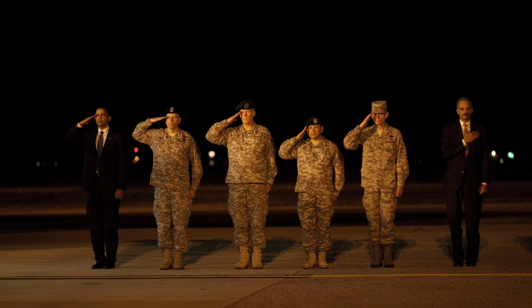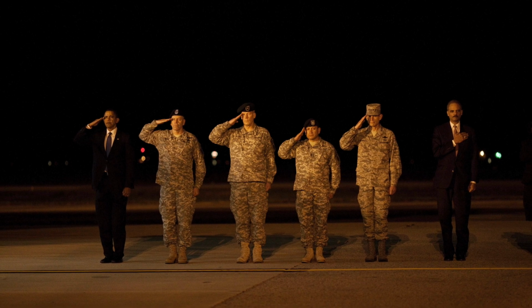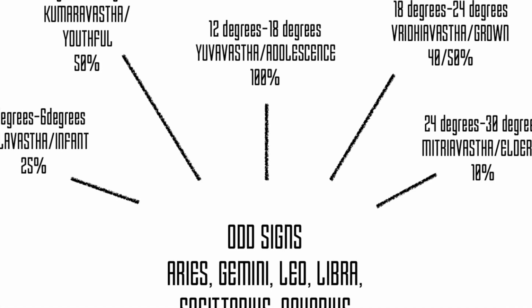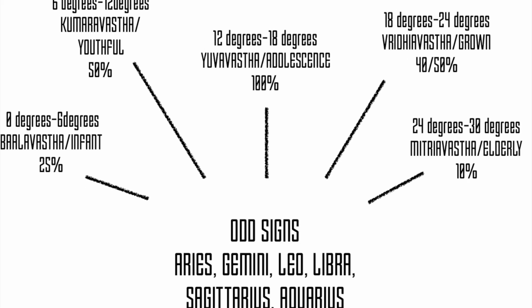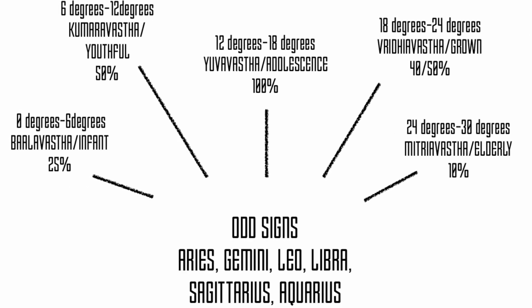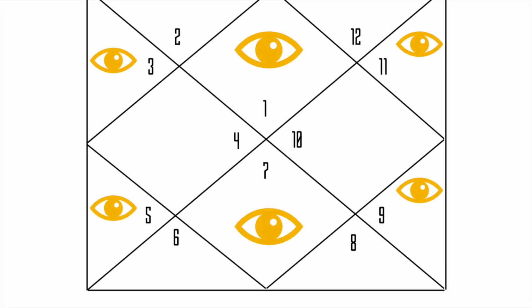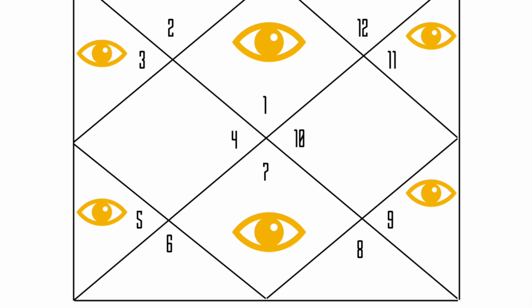And the final 6 degrees of the zodiac from 24 degrees to 30 degrees is the Mitri Avastha, or the elderly state. So this is calculated only for the odd signs, which we already know. These would be all the odd numbers in our birth chart: Aries, Gemini, Leo, Libra, Sagittarius, and Aquarius.